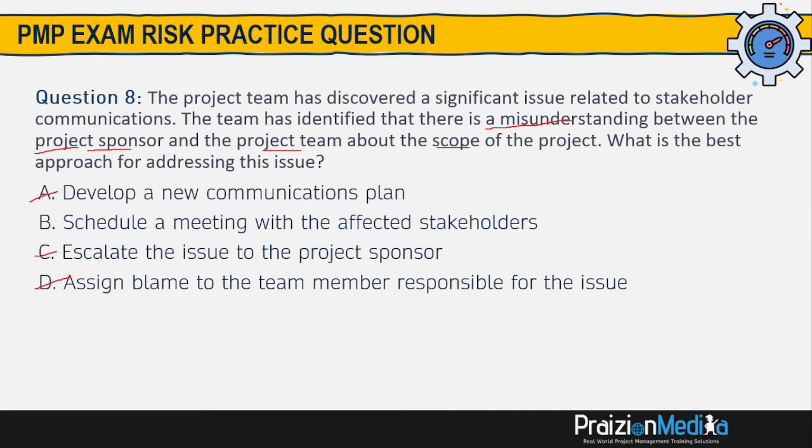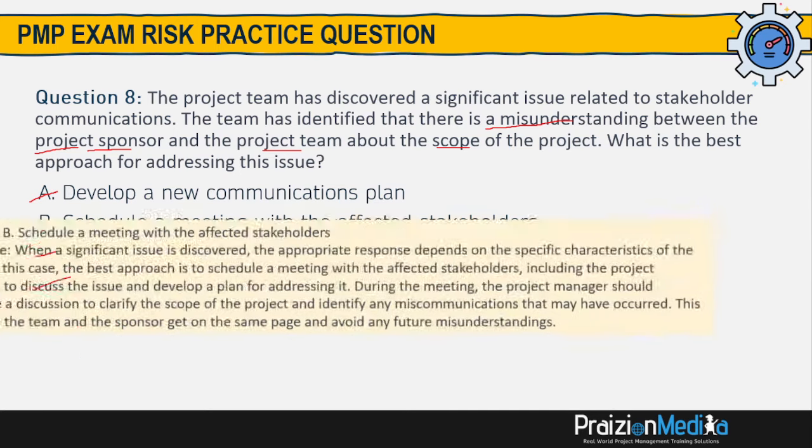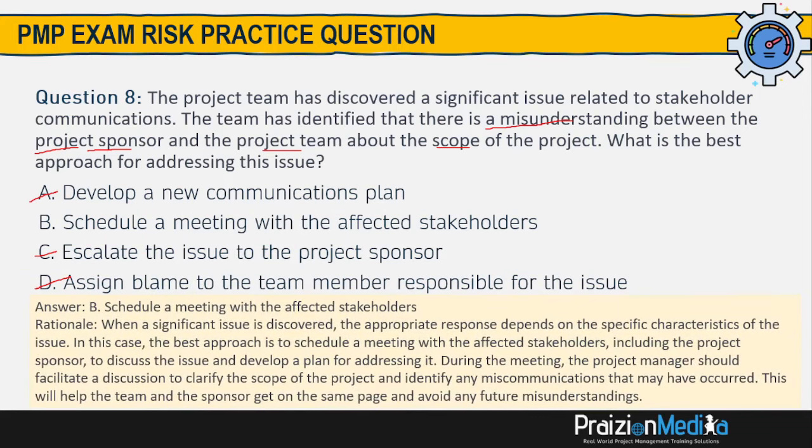So the best option, my friends, is B. It's actually schedule a meeting with the affected stakeholders. It's the best option because all the other options are not as good. When you schedule a meeting with the affected stakeholders, you're going to be able to understand what exactly is going on. When a significant issue is discovered, the appropriate response depends on the specific characteristics of the issue. In this case, the best approach is the one that you've often been told to beware of.